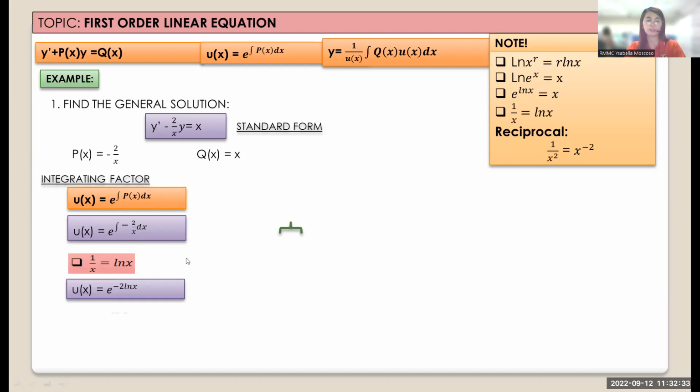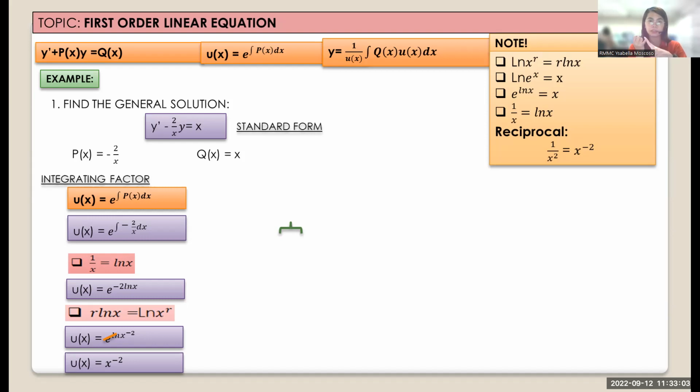Okay, in order to simplify that one, you have a rule here, or a principle, that r ln x is also equivalent to ln x raised to r. So simplifying, you will be having e raised to ln x raised to negative 2. To simplify that one, e raised to ln would be cancelled. Okay, already know that one. So, ibig sabihin, your u of x, or your integrating factor, is equivalent to x raised to negative 2.